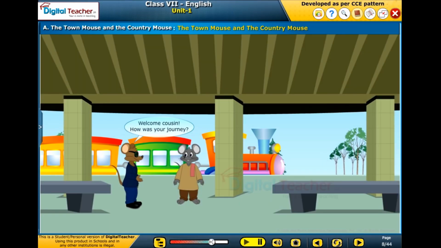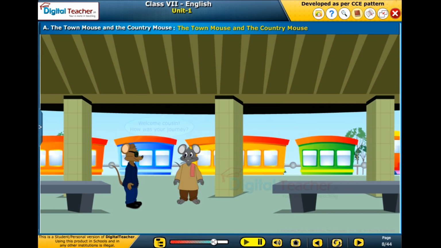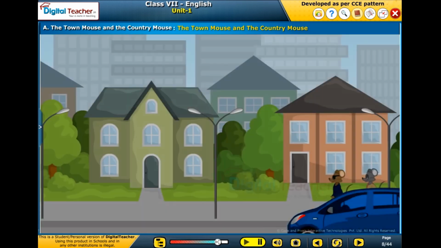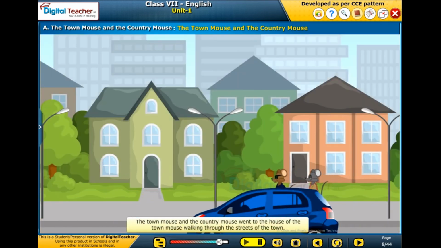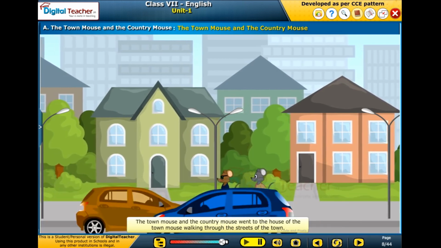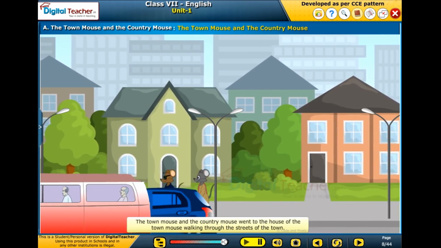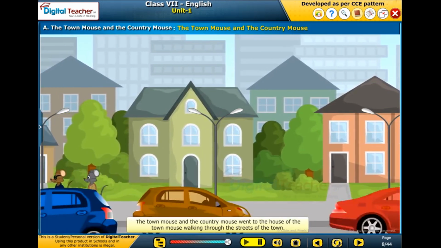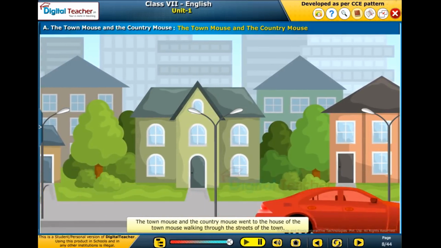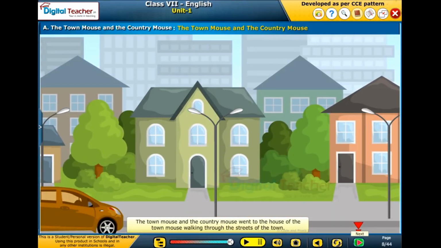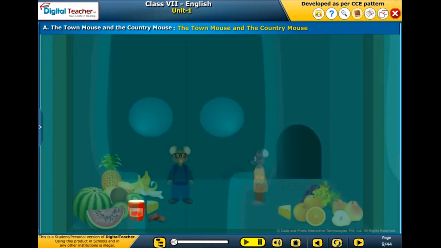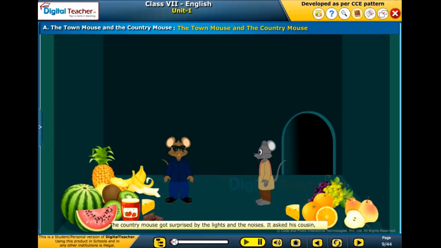Welcome, cousin. How was your journey? Yeah, not bad. The town mouse and the country mouse went to the house of the town mouse, walking through the streets of the town. The country mouse got surprised by the lights and the noises.